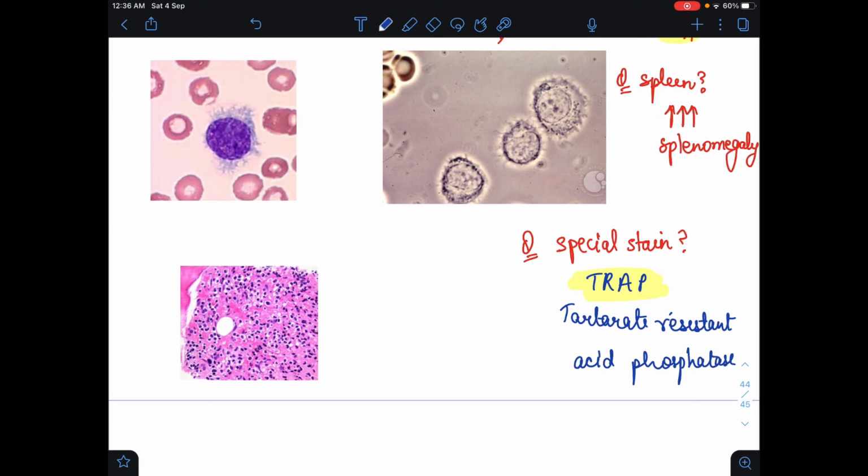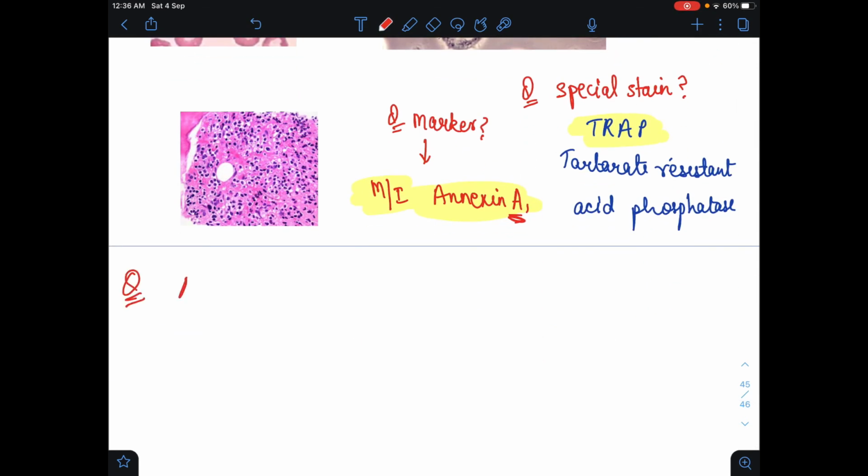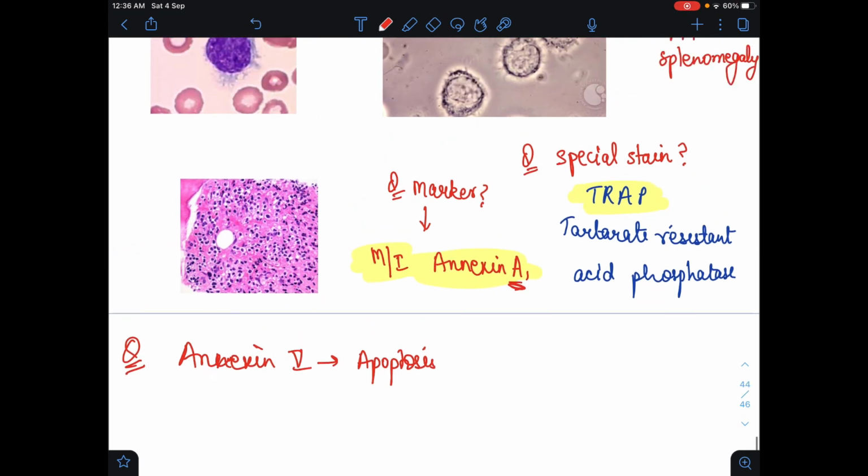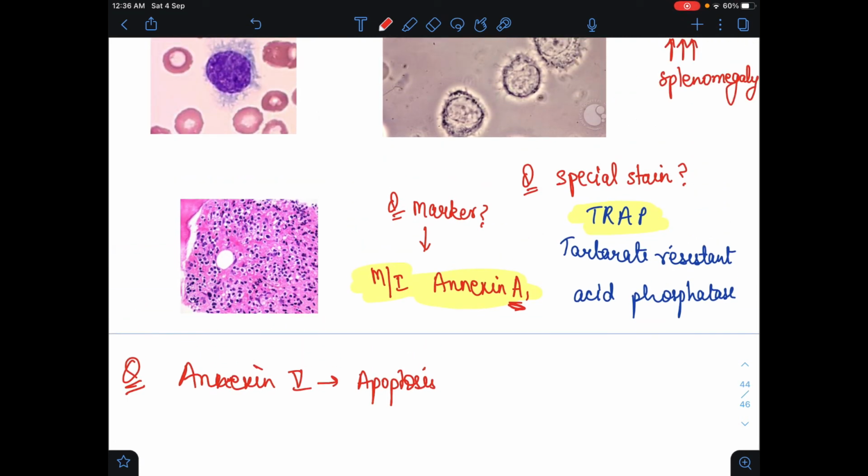And the markers for hairy cell leukemia. Now the next question is about the markers. The most important marker used for hairy cell leukemia is annexin A1. Please remember it: annexin A1 is the marker for hairy cell leukemia, while annexin 5 is the marker for apoptosis. This is an extra point. Annexin 5 is a marker for apoptosis, but here the most important marker is annexin A1.